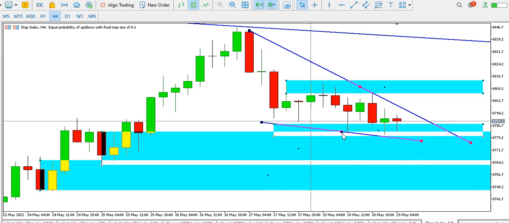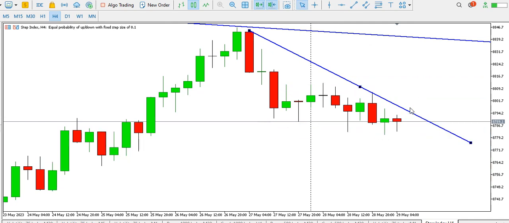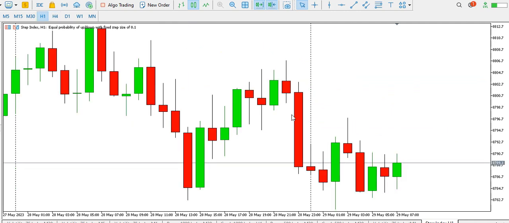So more sellers are below price, so we might see more support, and if there is more support than resistance, price might go up. So we might be expecting price to go up, but only time can tell which direction price will head to. Now let's look at the 1-hour time frame to see if we have a clue on how we can scalp Step Index.